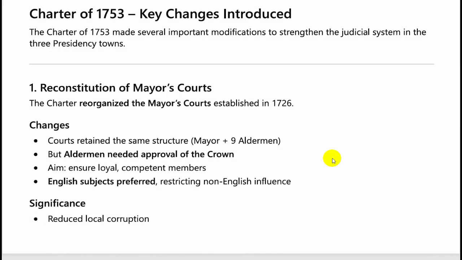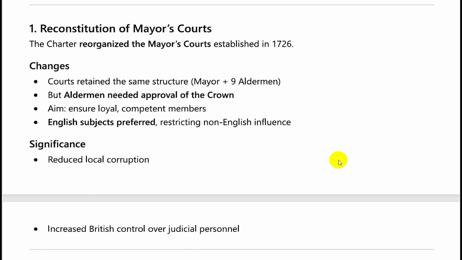Now, what are the key changes introduced in this Charter vis-a-vis the 1726 Charter? So, first of all, the mayor's court was reconstituted. The court retained the same structure, that is 1 mayor and 9 aldermen, but now the aldermen needed approval from the Crown, that is from England. The aim of this change was to bring in loyal and competent members in the mayor's court.